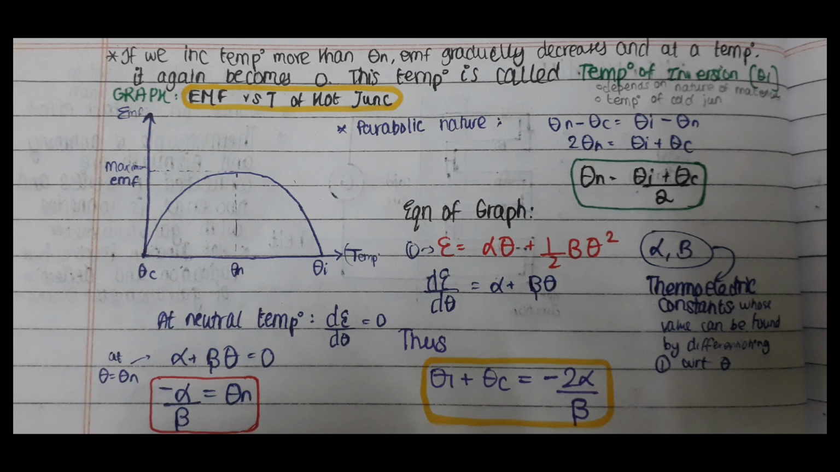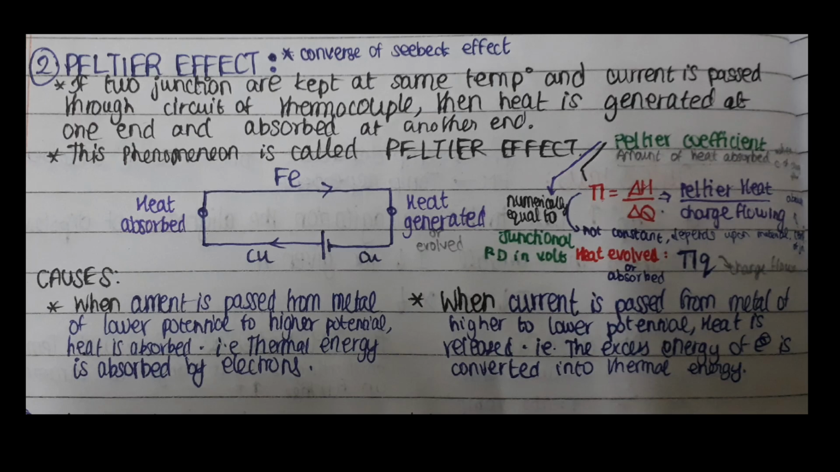Next, we move on to the Peltier effect. It is the converse of the Seebeck effect. Here, if two junctions are kept at the same temperature and current is passed through the circuit of a thermocouple, heat is generated at one end and absorbed at the other end. The cause of this effect is that when current is passed from metal of lower potential to higher potential, heat is absorbed. That is, thermal energy is absorbed by electrons. When current is passed from metal of higher to lower potential, heat is released. That is, the excess energy of electrons is converted into thermal energy.